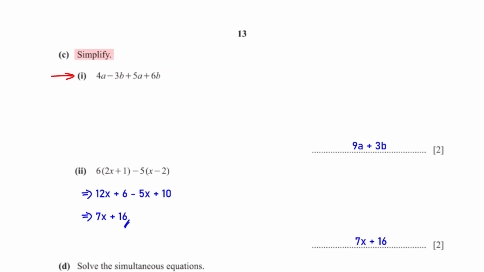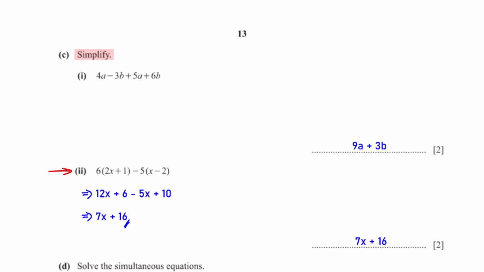Simplify 4a minus 3b plus 5a plus 6b. When we group like terms, 4a plus 5a is 9a, minus 3b plus 6b is 3b.